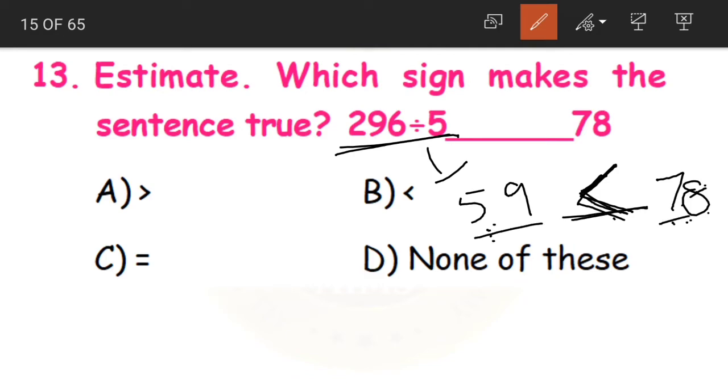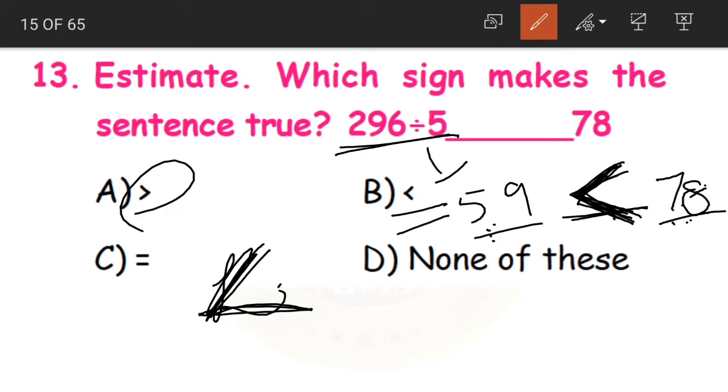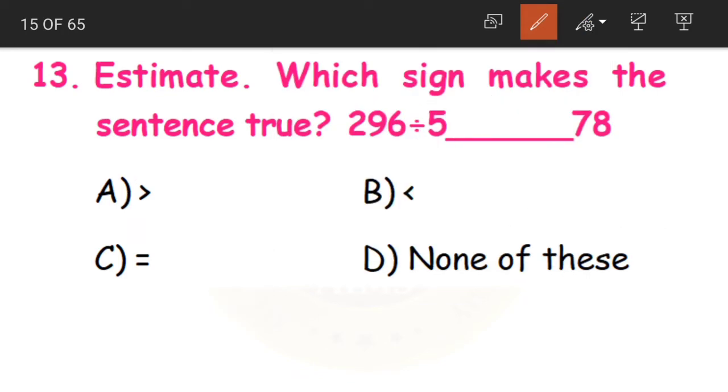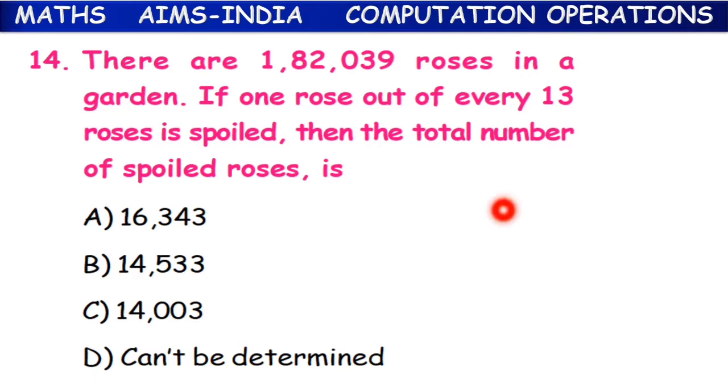59 is less than 78, or simply, less than starts with the letter L. Now if you look at this symbol here, this also looks like L only. So this symbol looks like L, stands for less than, and the other symbol stands for greater than. Okay children? So what sign should we use here? Option B, that is the less than symbol. 296 divided by 5 is less than 78. Clear children? Coming to question number 14.